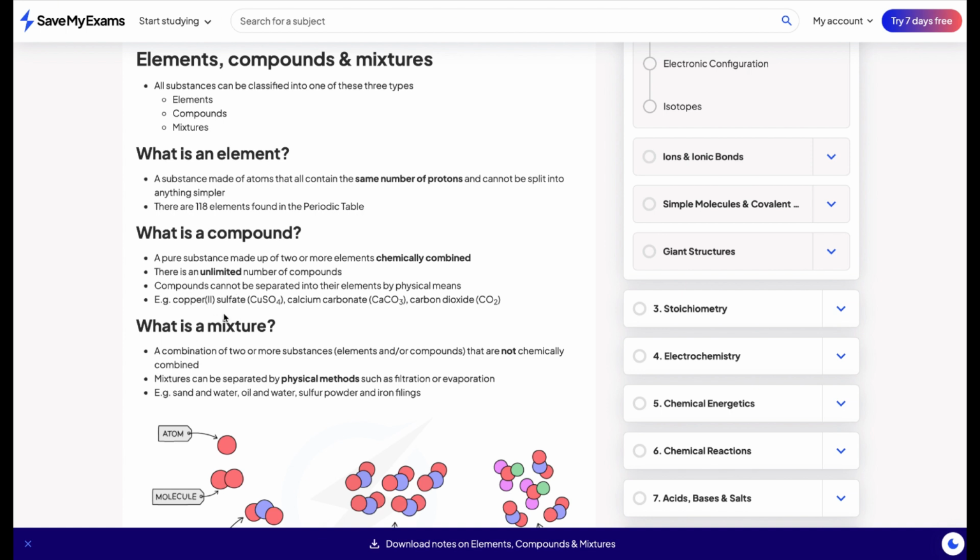Now let's take a look at examples of compounds. Like sodium chloride we wrote just now, copper(II) sulfate, CuSO4, calcium carbonate, which is limestone. These are compounds.